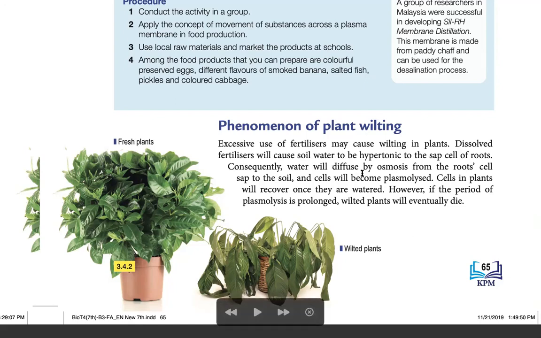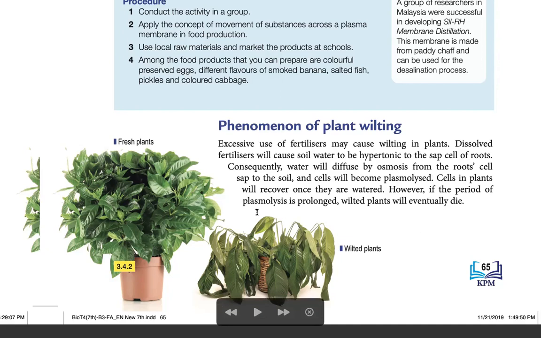So water will diffuse out by osmosis from the root cell, okay, to the soil. So bila air banyak keluar daripada root cell, okay, cell will become plasmolysed. Dia akan kurang air. And the cell in the plant will recover once they are watered. So cara nak mengatasinya adalah awak kena siram dia lah dengan air. Sebab apa dia kurang air? Sebab dia ada hypertonic solution. Disebabkan awak guna banyak fertilizer.